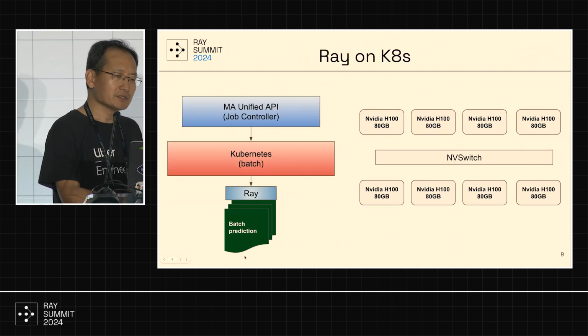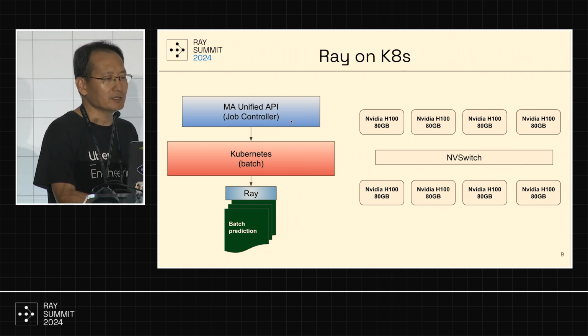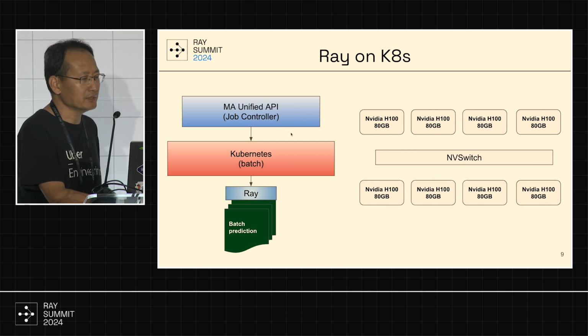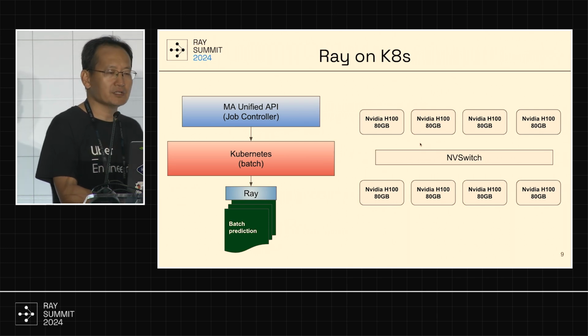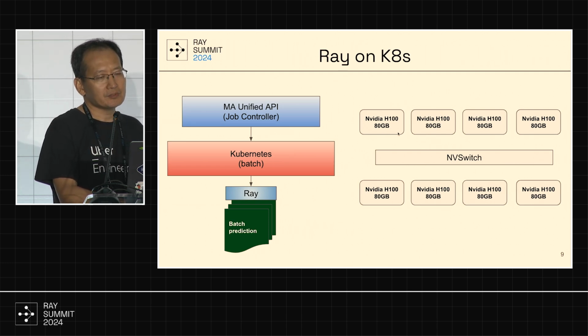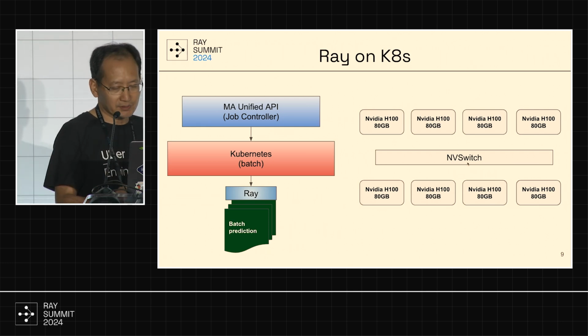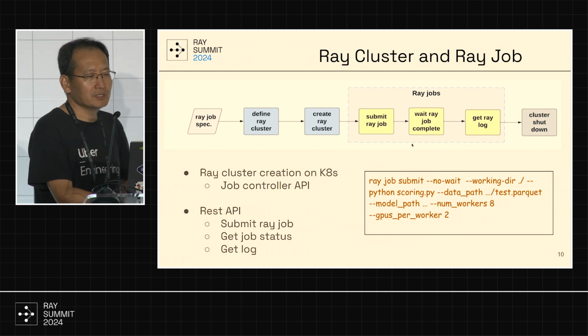For our system, we are using Kubernetes. We have our unified API and the job controller to control how we manage a cluster, so we can start Ray on it and run the prediction. For GPUs, we have A100 and H100. On H100, each node has 8 GPUs, each with 80 GB memory, connected by NVLink to get fast communication.